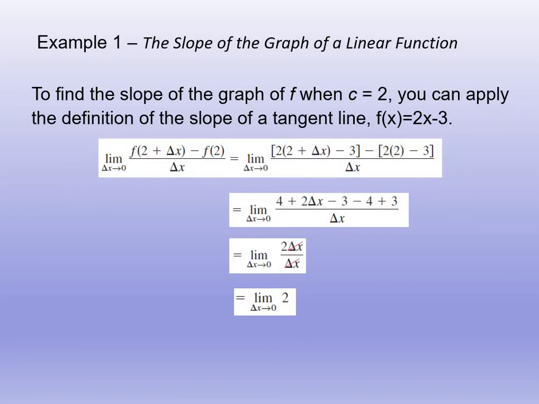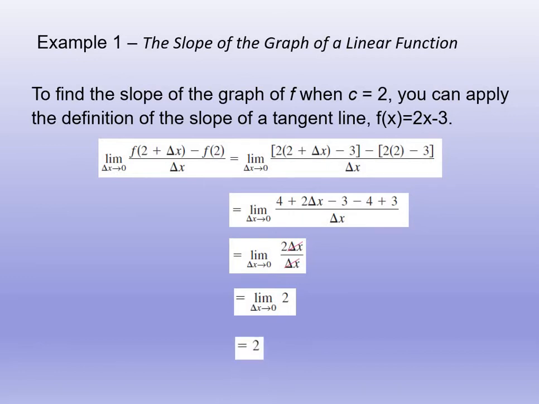Now, notice how that equates to what you learned in algebra. Look at the equation: f of x equals 2x minus 3. m is 2, the slope is 2. You could do that from algebra. Notice the limit as delta x approaches 0 is also 2. That's the slope. So that's how we use the limit method to calculate the slope. It's very easy to do that when we have something that's linear. It gets a little bit more complicated when we get something that's nonlinear.